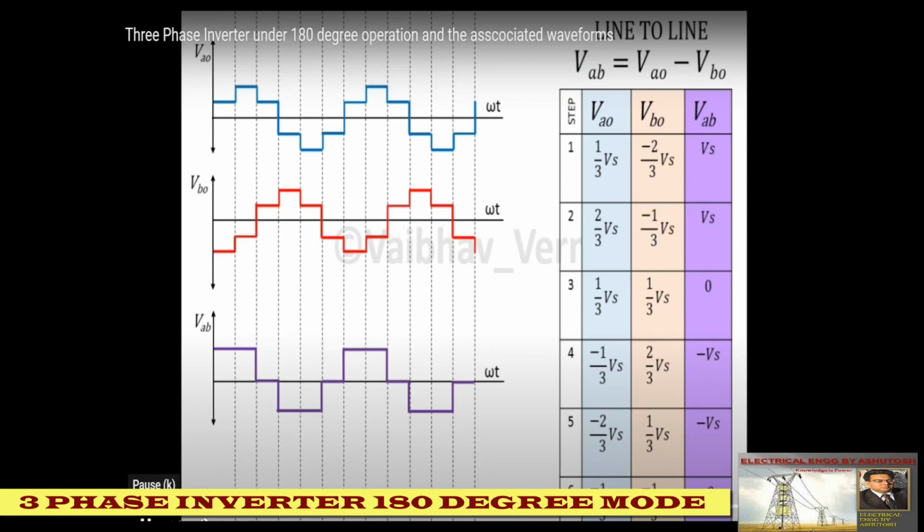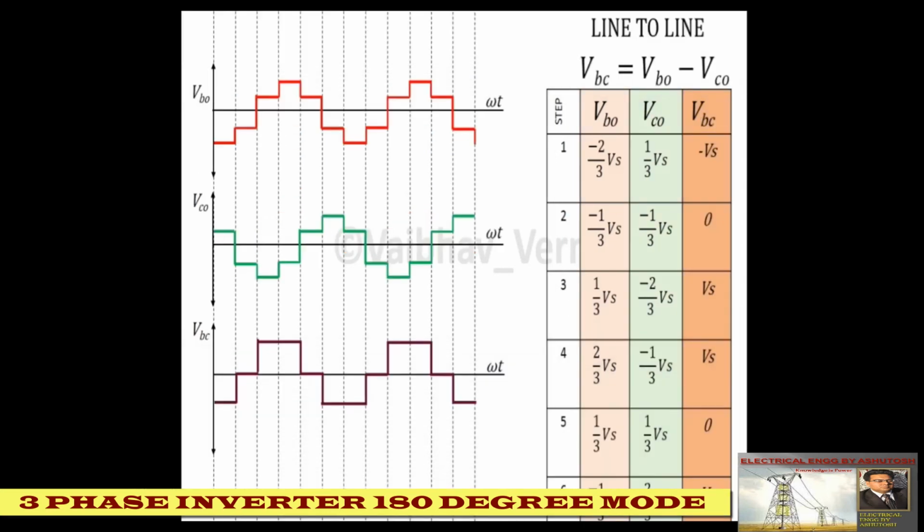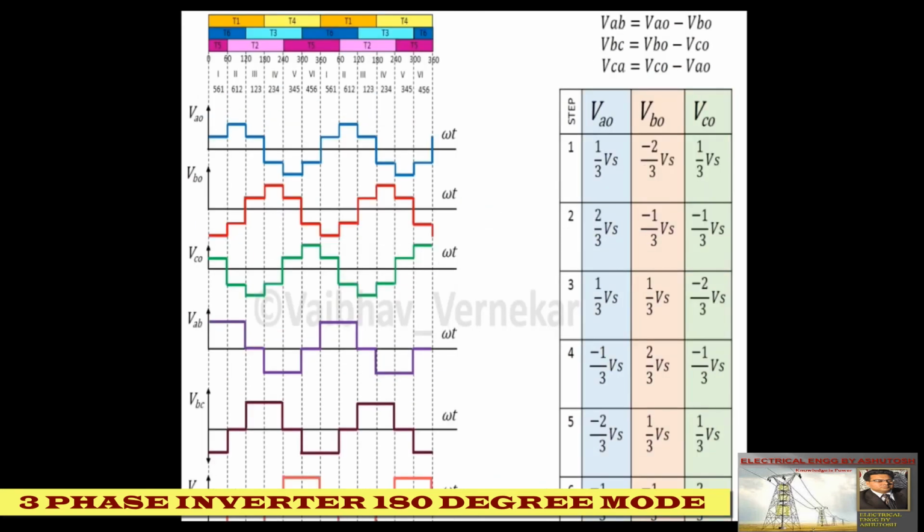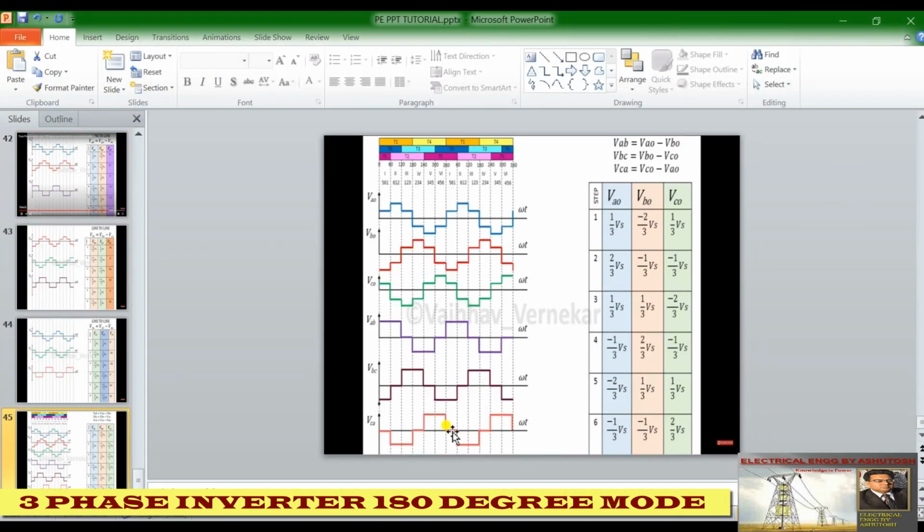subtract two phase voltages, VAO minus VBO, you will get line voltage VAB. Then in the next diagram you can see the waveforms for line voltage VBC, and for the third, VCA. This is the line voltage for the third case, and this is the total waveform together. So these are the waveforms we get from the circuit.